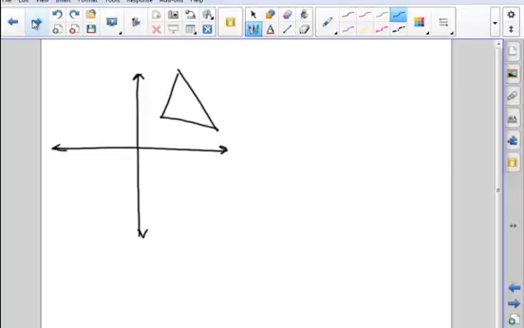Okay, so let's go ahead and do it. So we'll call this 3, 6, and we'll call this 6, 1, and we'll let this point be 2, 2. Okay, and then they ask you what would it look like if it was reflected across the x-axis? Okay, so that's the question.